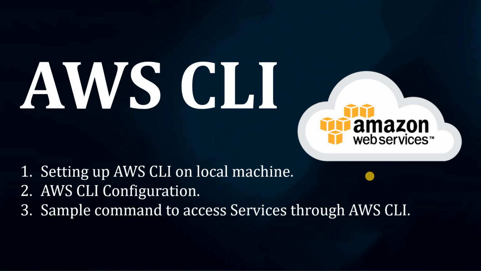You can browse all the services, you can query for anything, and the next thing is AWS SDK, which we are going to talk about maybe after this, how to set up the SDK. In our next video we are going to talk about this. So in this video we are going to talk about these three things. One is setting up AWS CLI on your local machine. Second one, AWS CLI configuration. And third, we are going to talk about a few commands through which we can access the AWS services. So then let's get started.